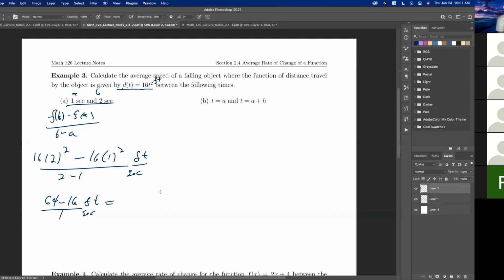So if I simplify this, that would be 16 minus that, which would be 48 feet per second. And so the average rate of change between 1 and 2 seconds is 48 feet per second. Because at 1 second, I've traveled 16 feet, or I've fallen 16 feet. I guess this is just someone who stands at the edge of a cliff and drops a penny.